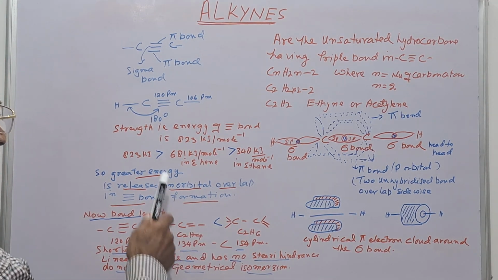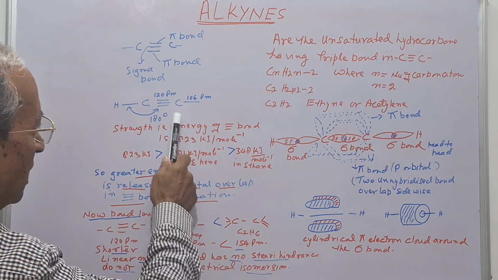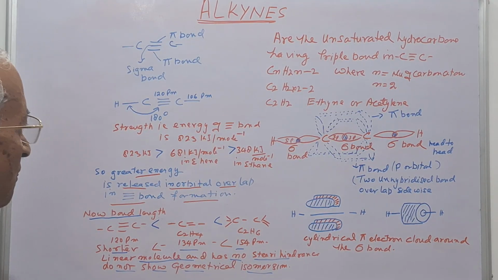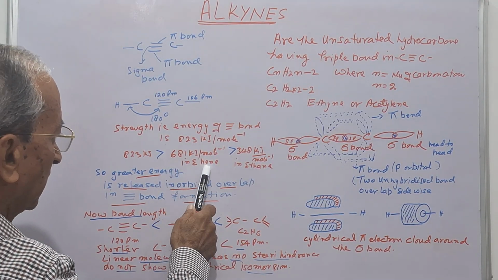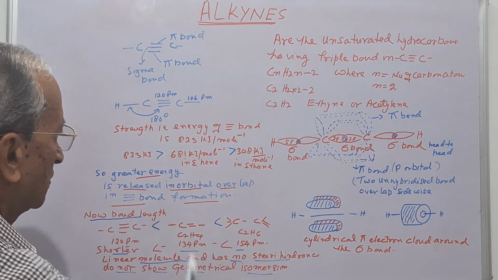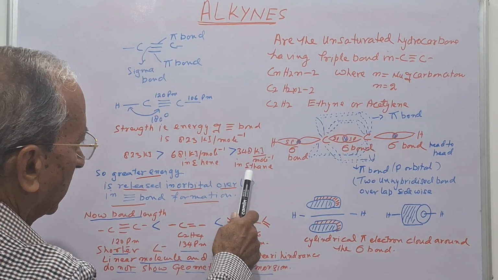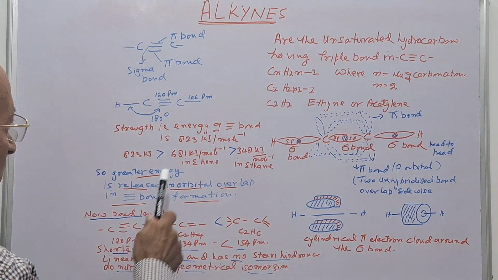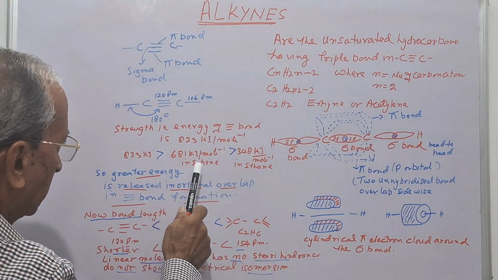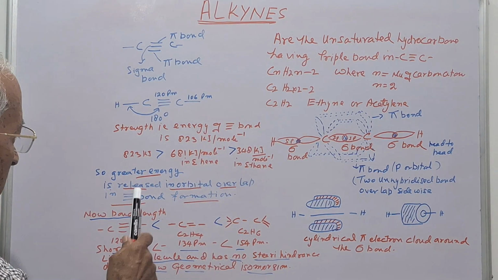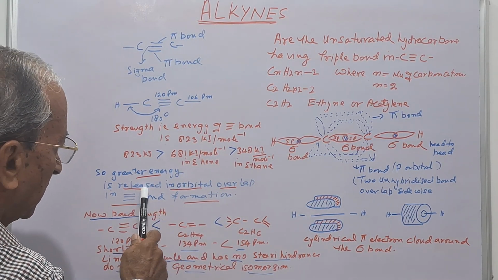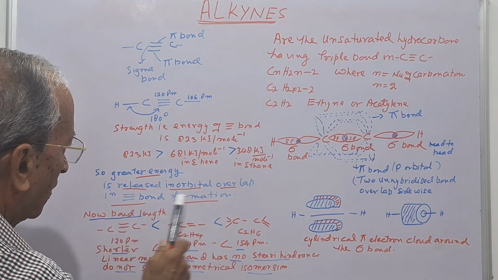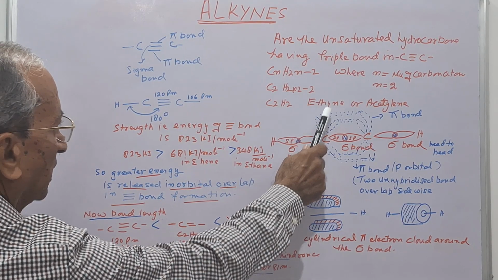Again, listen. The energy of the triple bond is about 823 kilojoules per mole, the energy in the case of ethene is 681 kilojoules per mole, and in the case of ethane it is 348 kilojoules per mole. So here the energy of the triple bond is more than ethene and ethane. So we say greater energy is released in orbital overlap in triple bond formation in the case of ethyne.